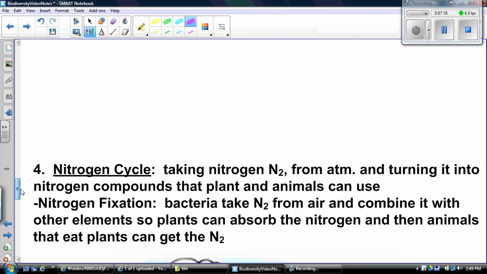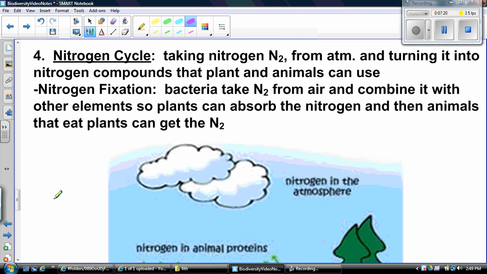Now let's take a look at the nitrogen cycle. The nitrogen cycle is probably one you're not very familiar with. Nitrogen in the atmosphere is in a compound form, and we learned about compounds in our chemistry unit. It's two nitrogen atoms that are bonded together. That's a nitrogen compound. Okay?